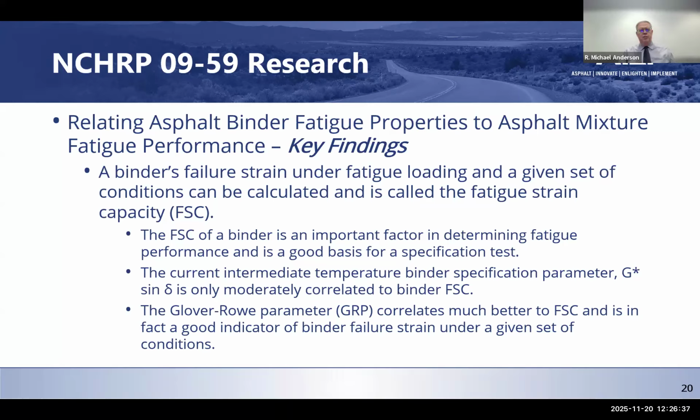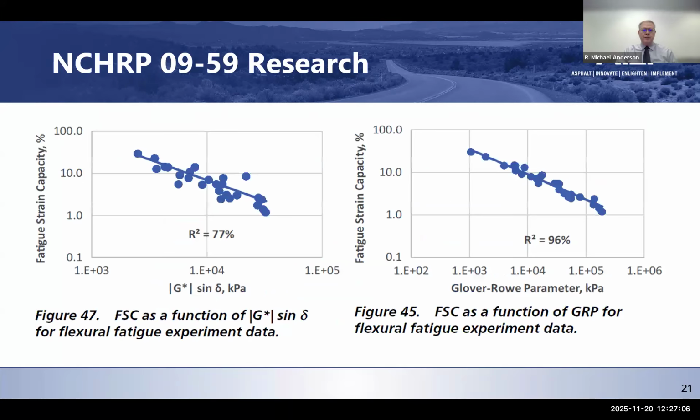So the question is, if fatigue strain capacity is what you're trying to get, how do some parameters relate to that? What they found was that the current intermediate temperature parameter, which is G* times sine delta, is moderately correlated to binder fatigue strain capacity. They found that the Glover-Rowe parameter correlated better to fatigue strain capacity and was a good indicator of binder failure strain under a given set of conditions. These are their graphs when they mention that.